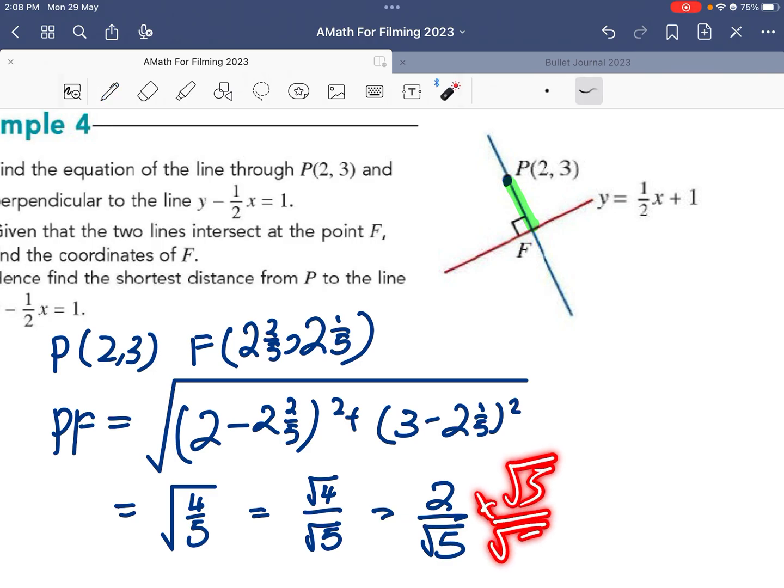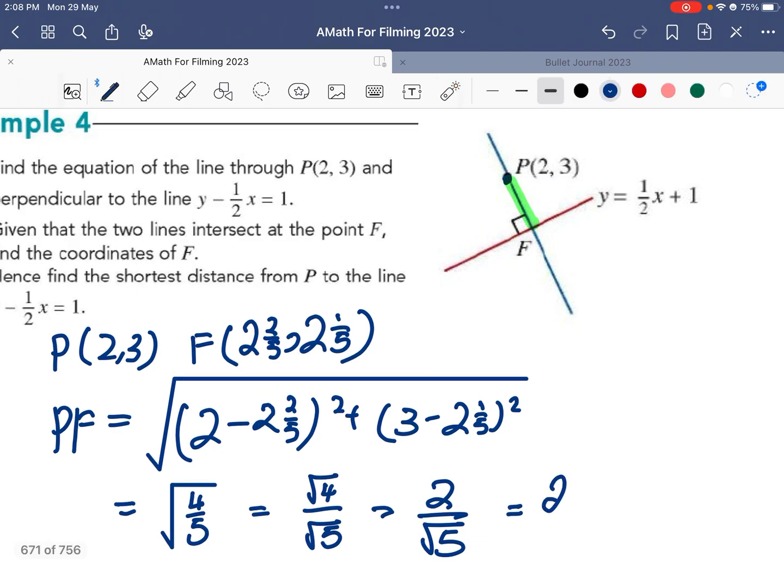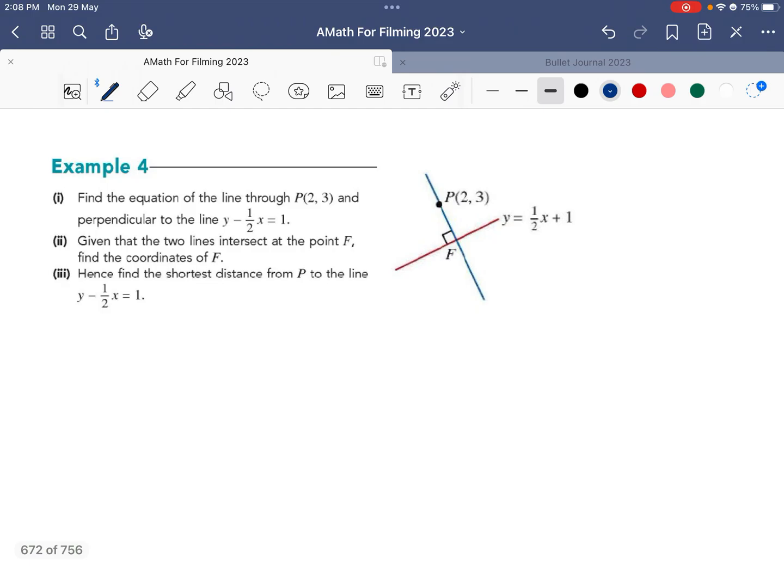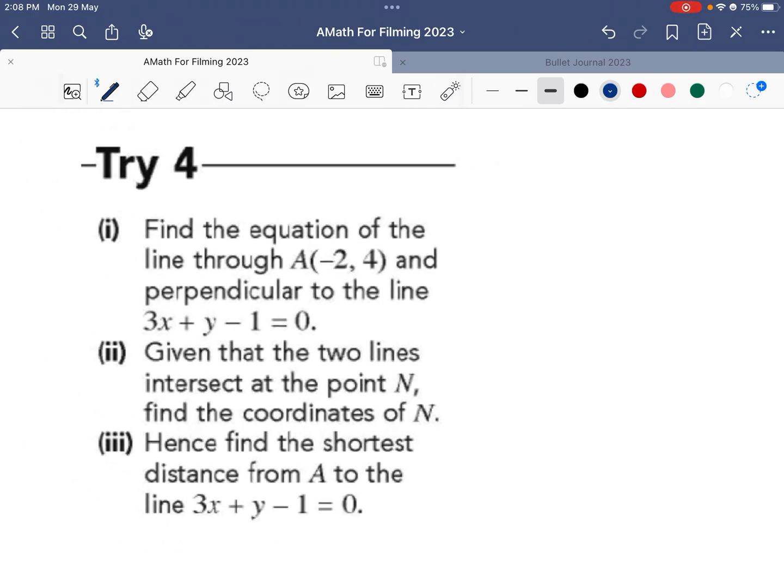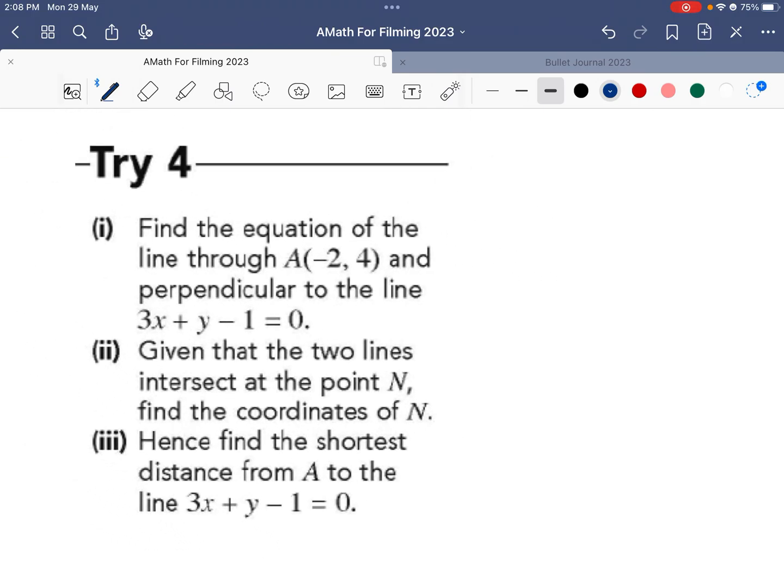If I multiply both the numerator and denominator, and you don't need to do this, but if you want to, you simplify, and what you will get is 2 root 5 over 5 units, and that in itself is the shortest distance. I urge you now to pause the video and try 4. When you're ready, please unpause the video and I will go through this question.